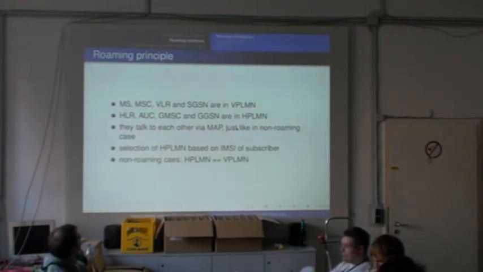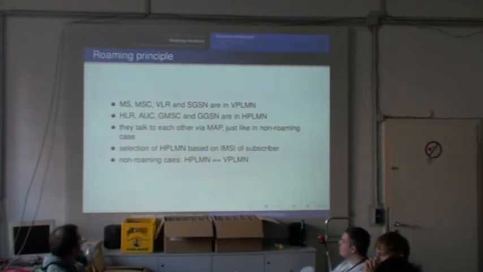The only difference may be that inside your own network, in a non-roaming case, you only use point codes or even subsystem numbers to address equipment. In a roaming case, you will always have to use global titles because otherwise you cannot reach the other operator. The selection of the home public land mobile network is based on the IMSI. That's what I said with this mobile global title, the E.212 translation.